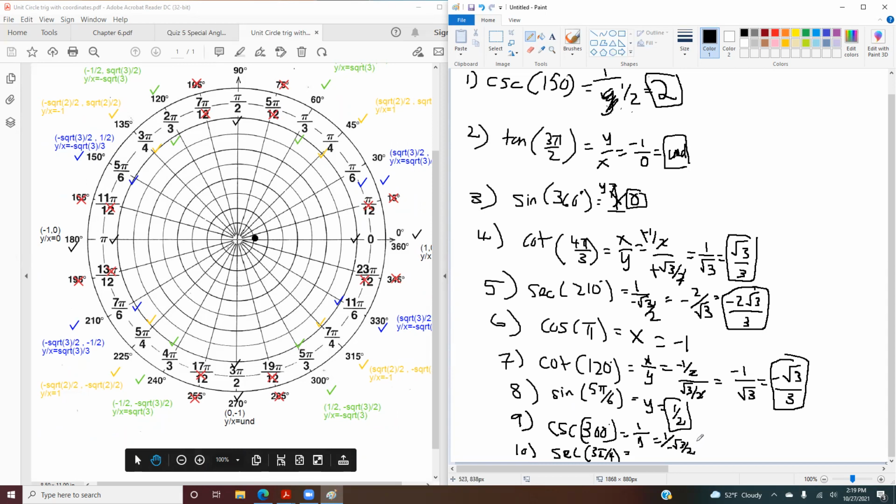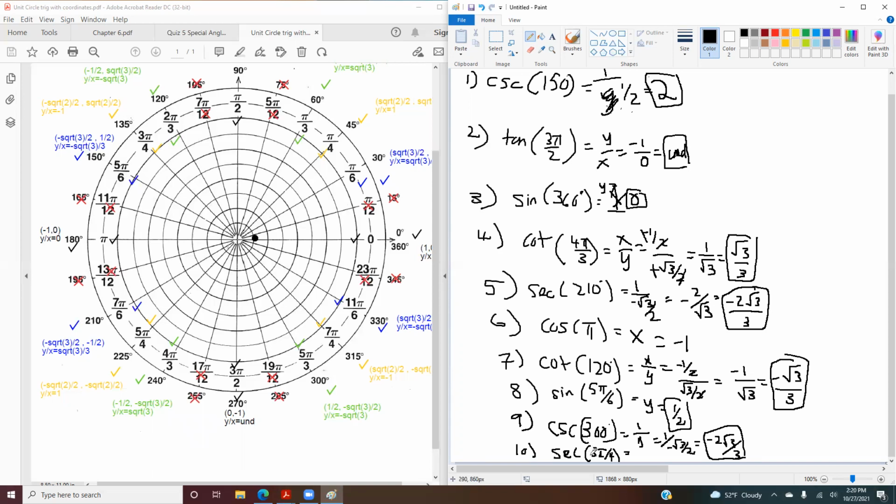Anyone know how to rationalize this? -2 over the square root of 3, so it's -2 root 3 over 3. Yep, which is very similar to secant 210 that we just did, number 5.